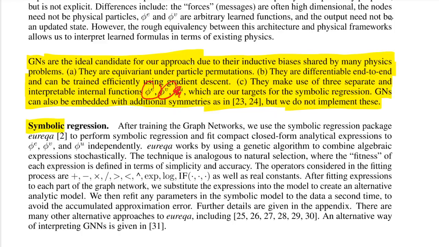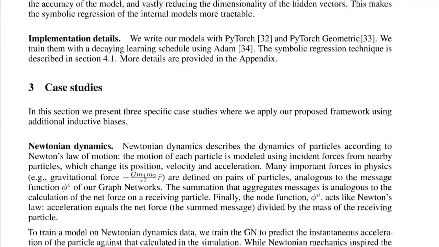Okay, and then they say symbolic regression. So they use this Eureqa package to perform symbolic regressions and fit compact closed-form analytical expressions to these neural networks. Eureqa works by using a genetic algorithm to combine algebraic expressions stochastically. The technique is analogous to natural selection, where the fitness of each expression is defined in terms of simplicity and accuracy. The operations considered in the fitting process are plus, minus, times, if, as well as real constants.